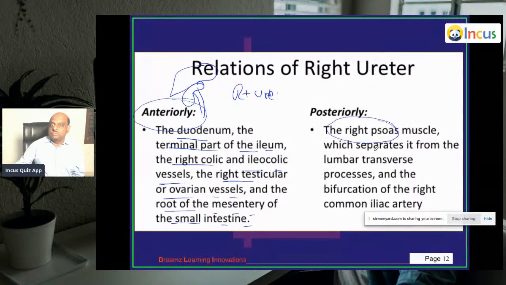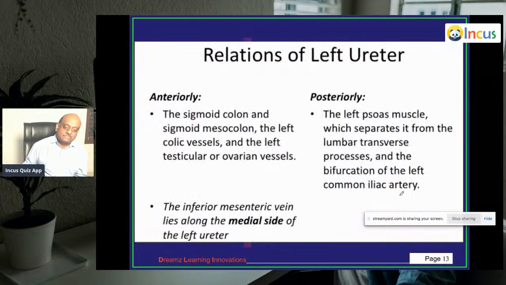The right psoas separates the kidney from the lumbar transverse process and the bifurcation of the right common iliac artery. Now, what is the relation to the left ureter? Which part of the gut is on the left side? Anus, rectum, sigmoid colon. So sigmoid colon, sigmoid mesocolon, left colic vessels, and the left testicular and ovarian vessels.